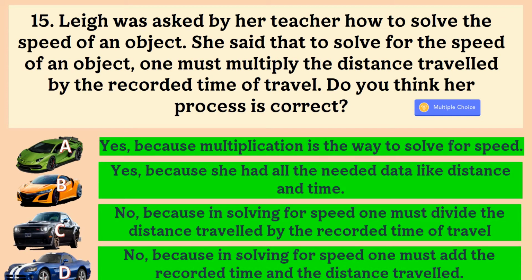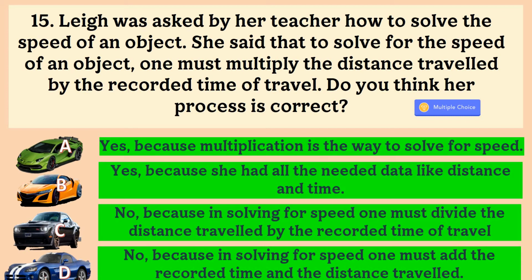A. Yes, because multiplication is the way to solve for speed. B. Yes, because she had all the needed data like distance and time. C. No, because in solving for speed, one must divide the distance traveled by the recorded time of travel. Or D. No, because in solving for speed, one must add the recorded time and the distance traveled.